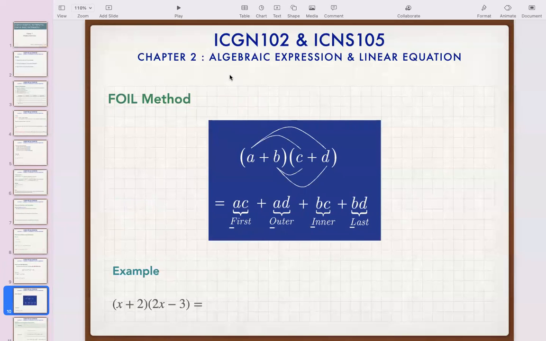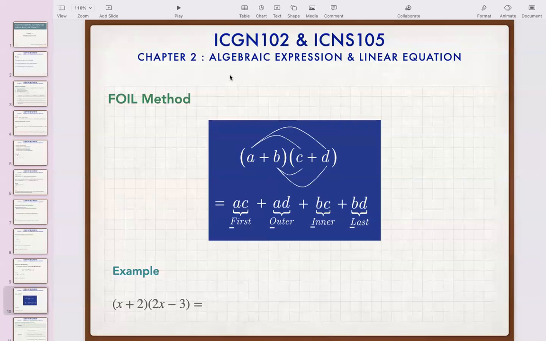In this one, we call the FOIL method. If you have to multiply polynomials together, assume that we have a plus b in the same parenthesis, multiplied by c plus d in another group. The FOIL method that I mentioned stands for first, outer, inner, and last. We just take the first character of each word: F for first, O for outer, I for inner, and L for last.